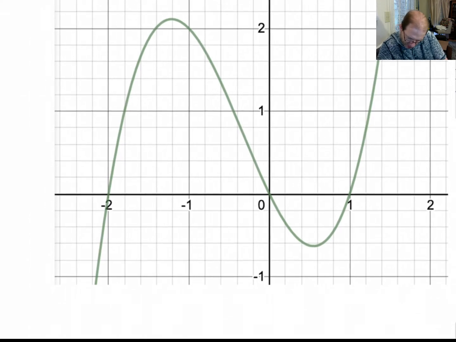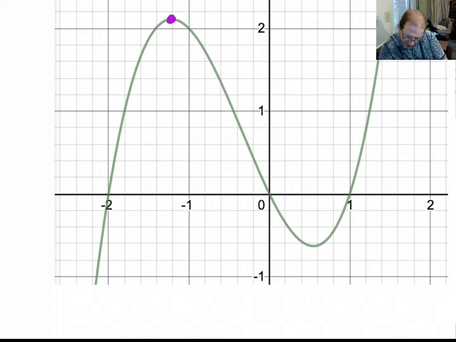Notice before I put the dot there, the max is each one of these. How many do we have? How many divisions? 1, 2, 3, 4. So we've got 5 squares there, so each one of those is 0.2. So it looks like the maximum happens here. It looks like that's a little bit to the left of negative 1.2.